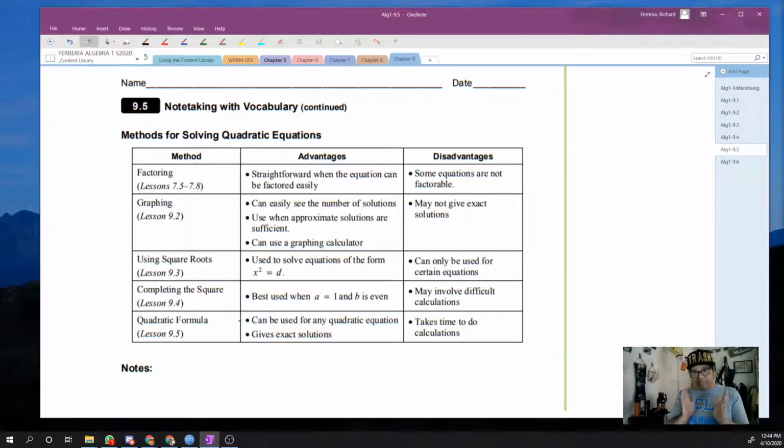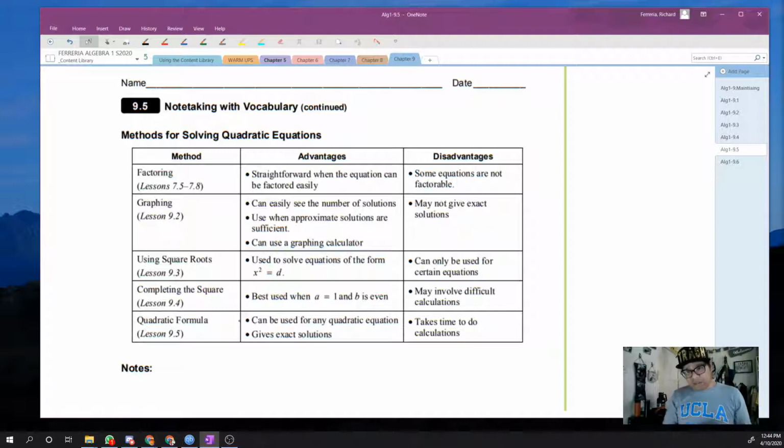So using technology, a lot of people think that graphing is the best way to solve any equation, especially if you can graph things really quickly and cheaply with something like Desmos. Or if you have a TI-83, TI-84, TI-89, one of those calculators will allow you to graph and solve really easily. Third method is using square roots.